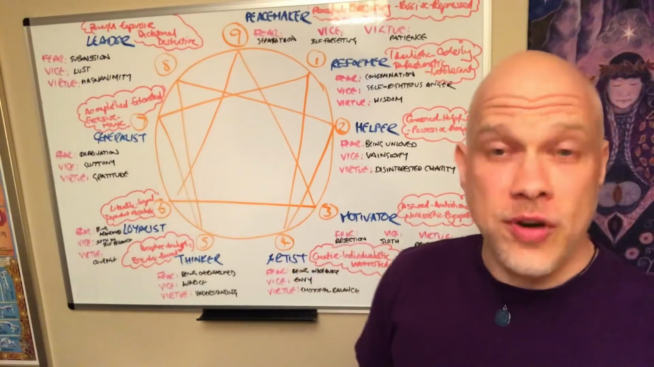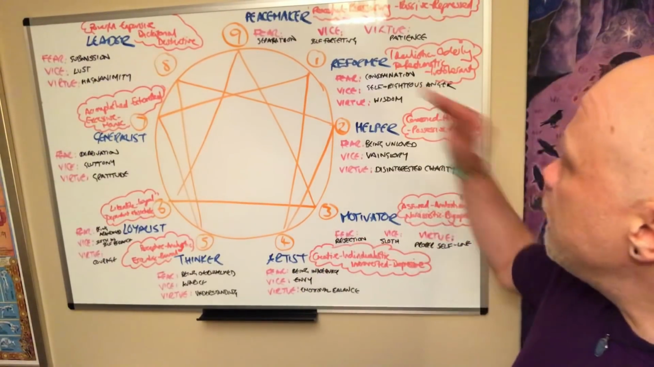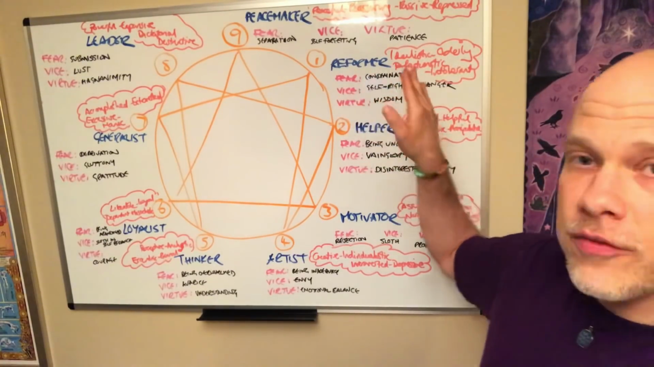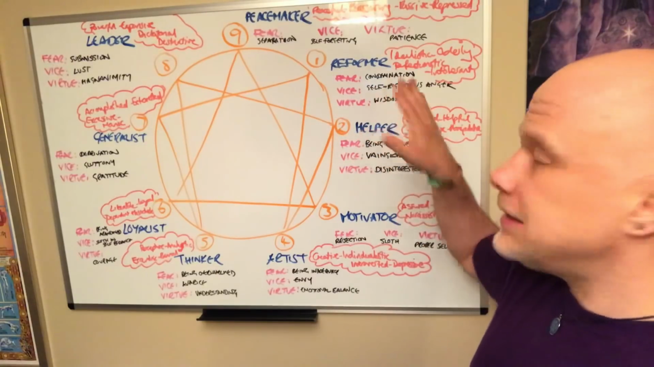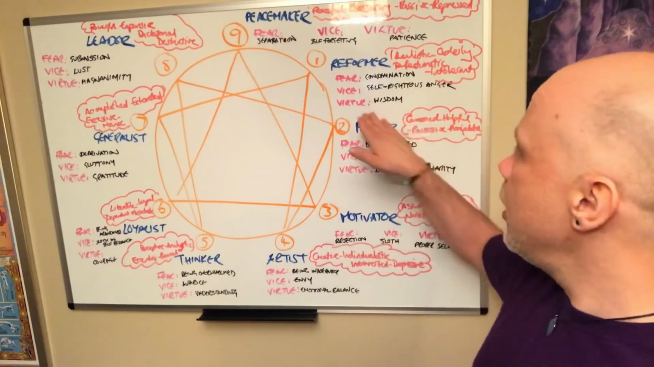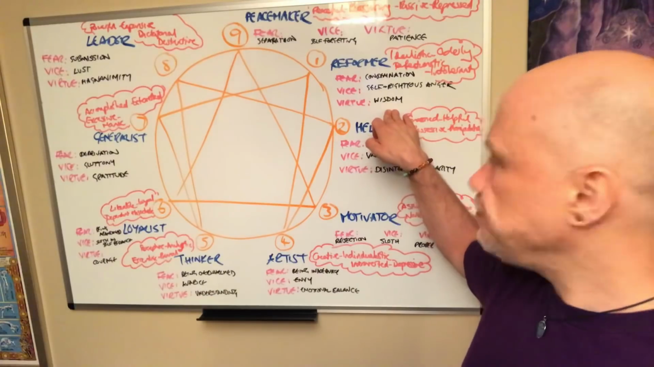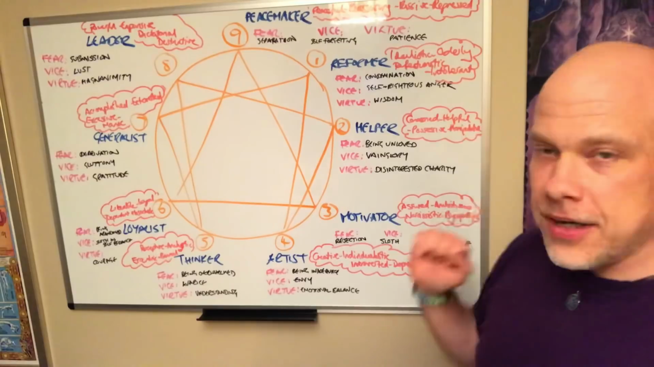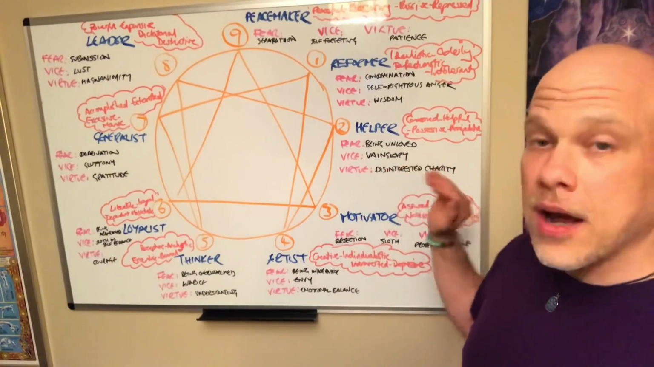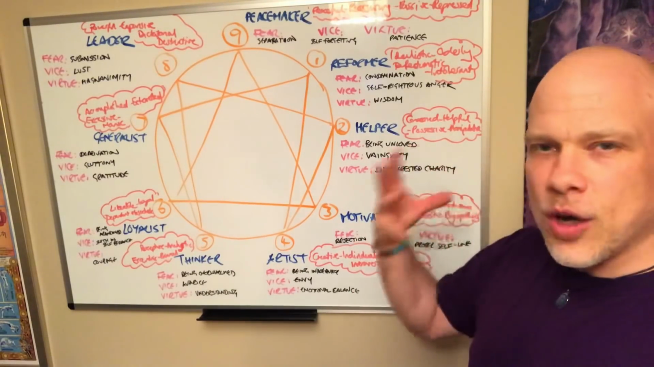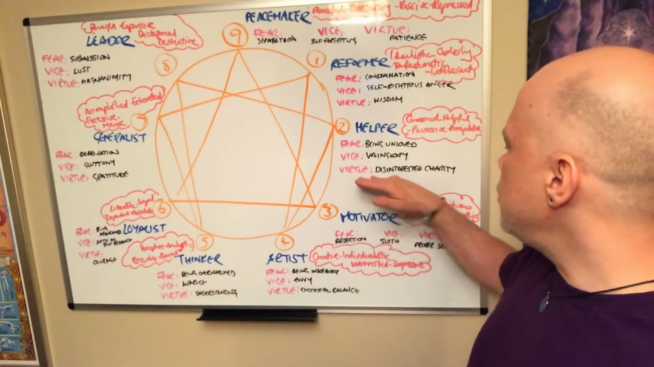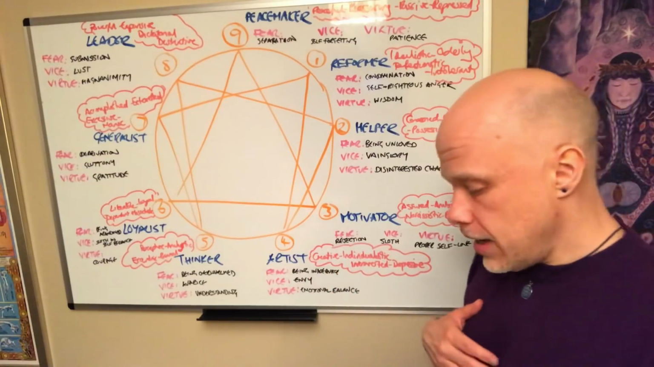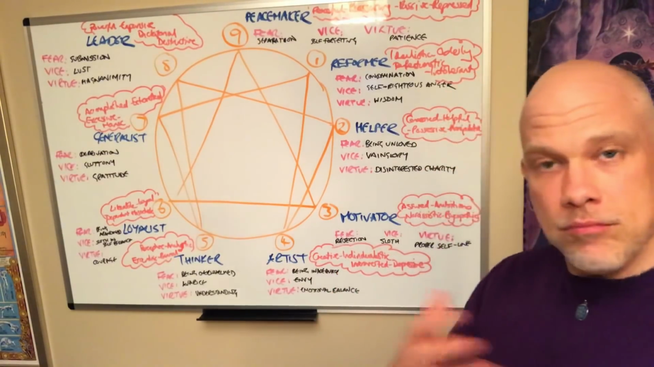So some of these descriptions include rather negative traits. The reformer: idealistic, orderly, perfectionistic, intolerant. The reformer's fear is of condemnation. Their vice is self-righteous anger, and their virtue is wisdom. The helper is the concerned, helpful, possessive, manipulative person. Their fear is being unloved. Their vice is vainglory, that kind of puffed-upness. Their virtue is disinterested charity.